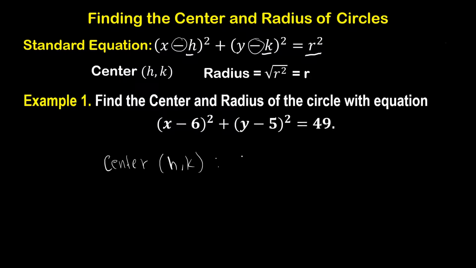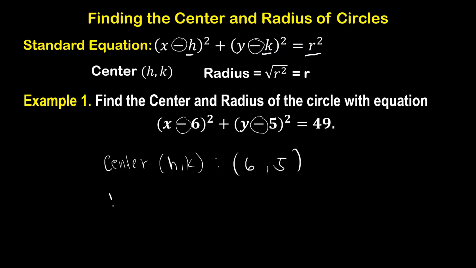Now, to find the center of the circle, take note that our center is the ordered pair (h, k). So we need to find the coordinates that correspond to the values of h and k. From the given standard equation of the circle, we can say that h is equal to 6 since the operation here is minus, and k is equal to 5 since the operation here is also minus. So our center of the circle is the ordered pair (6, 5).